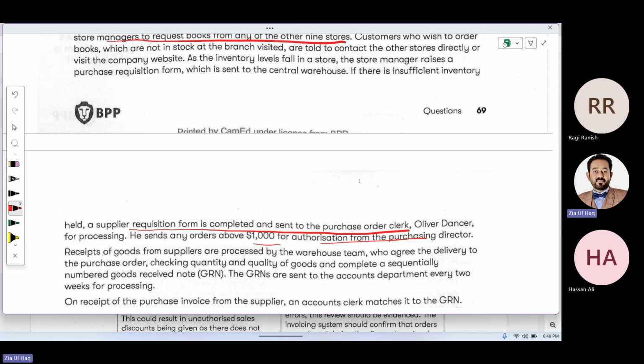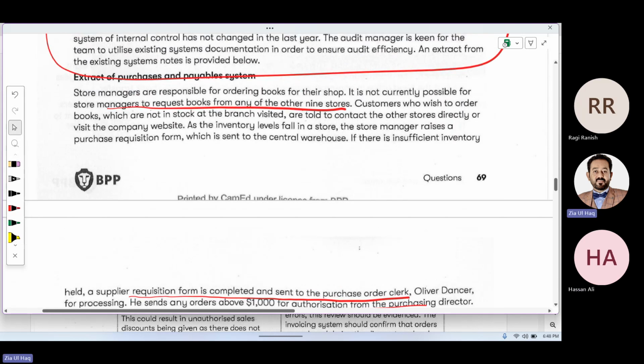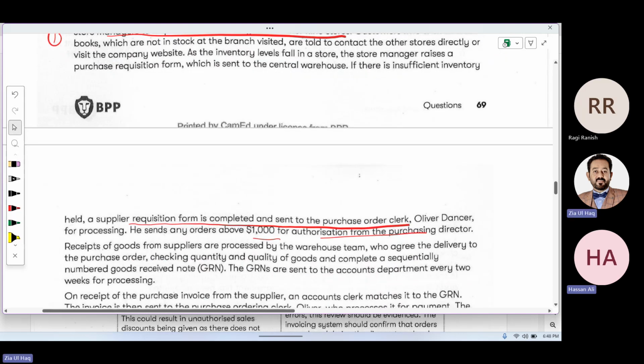Okay, then another issue. So how many issues have we identified? One here, second here, and now the third issue. The clerk is responsible for processing the order, and he sends any order above 1,000 for authorization from the purchase director. This means orders below 1,000 are processed by the clerk himself. And for a clerk, 1,000 is too much.